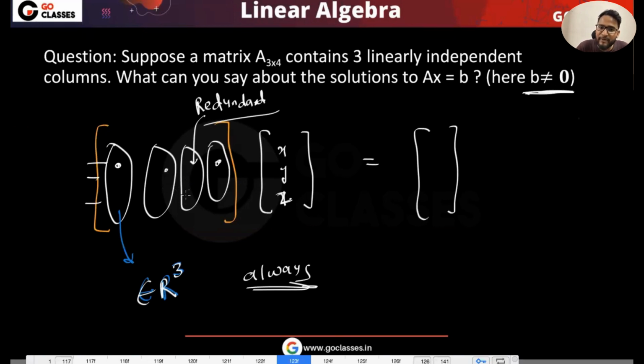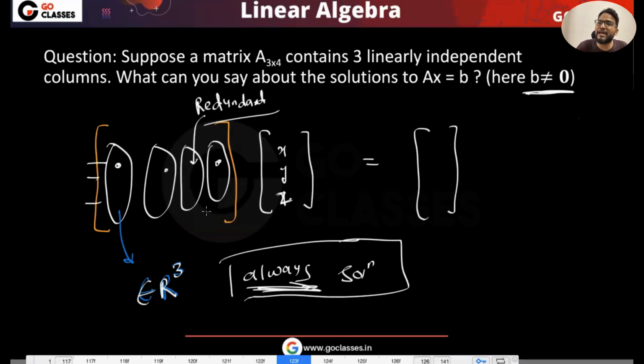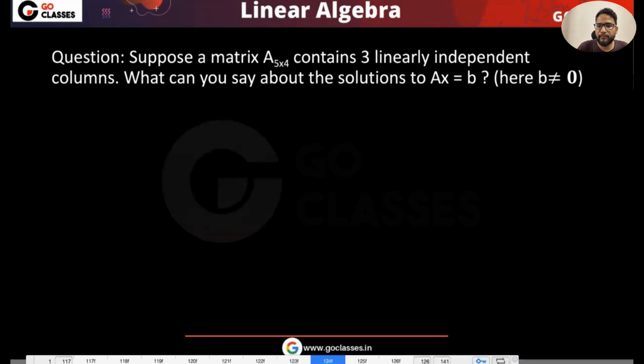If there are 3 linearly independent vectors out of these 4 vectors, then you can always get the solution. Always. Okay, always a solution. Can there be 4 linearly independent vectors? Can you have all of them as linearly independent? No. Right? In R3, you can only have 3 linearly independent vectors. Okay. Now let's solve this question.